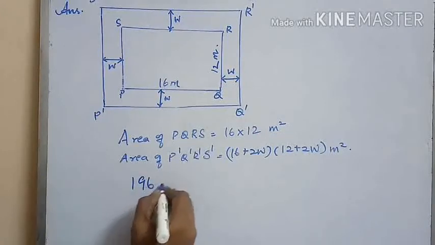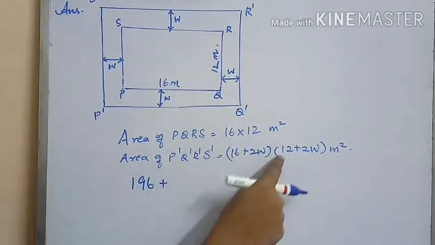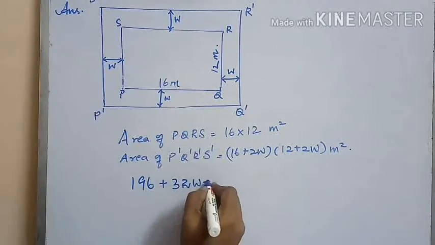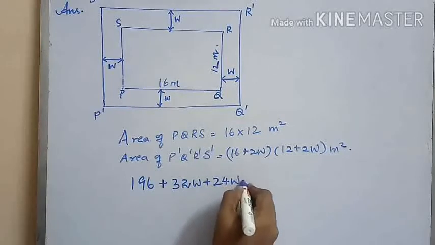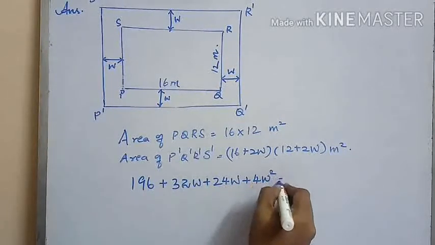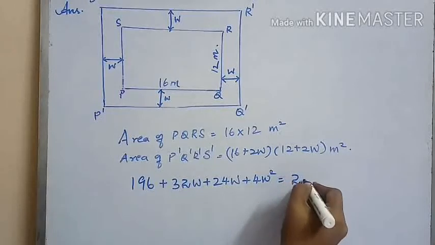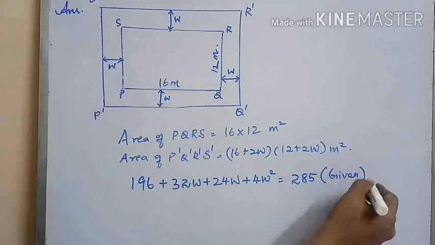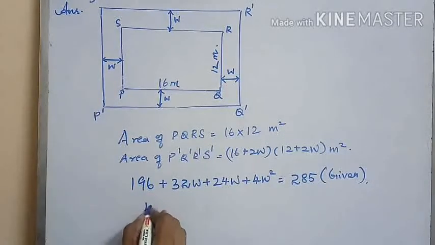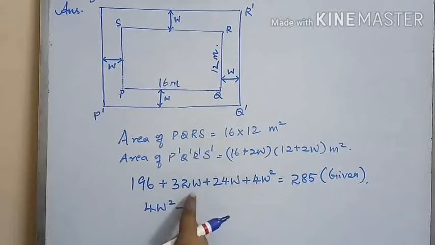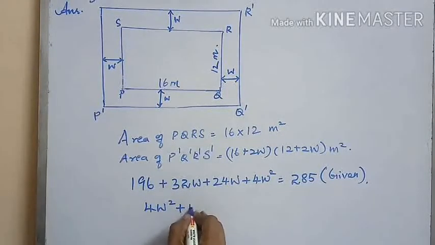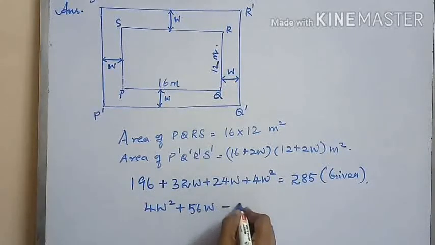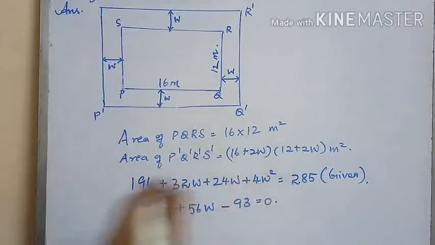So the next step is 192 plus 32W plus 24W plus 4W square is equal to 285, because it is given that the pathway increases the total area to 285 meters squared. So 4W squared plus 56W minus 93 is equal to 0.